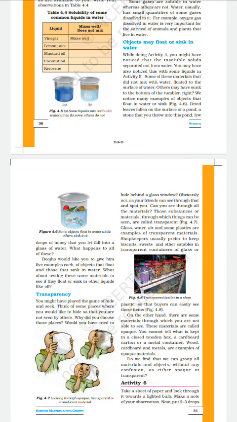Then we come to transparency. If we can see properly through a material, then it is called transparent. But if we can see, but not that perfectly, then it is called translucent. And if we cannot see through it, then it is called opaque.